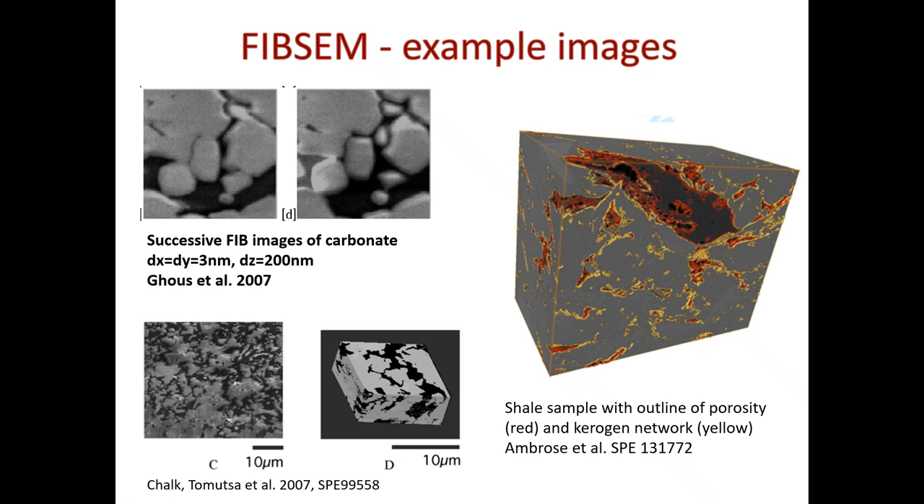And this is actually one image with the shot, you can see a little bit of depth showing up here. This is a three-dimensional image of a sample. This is a shale sample. And you can also see that they identified the porosity in red, the kerogen network in yellow, and the rest was solid. So I can get quite a bit of information. However, the field of view is rather small.